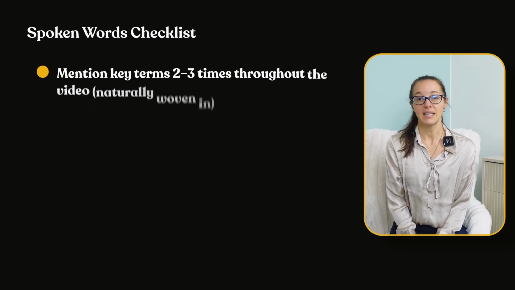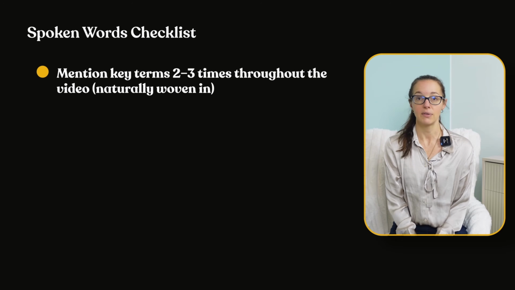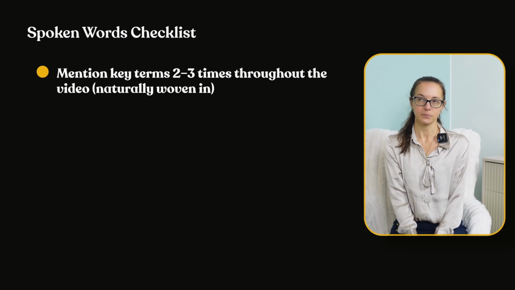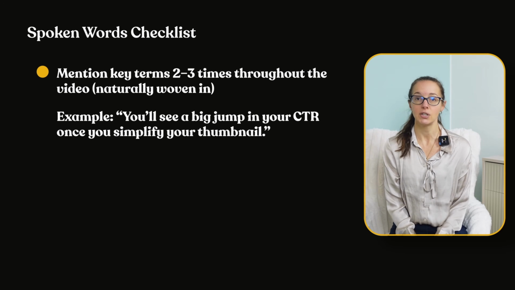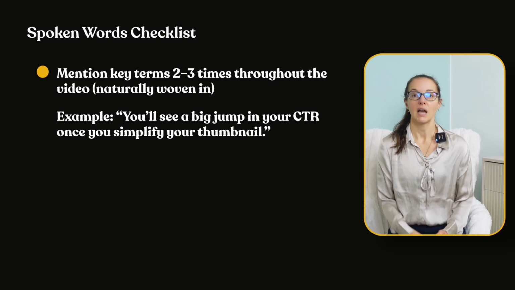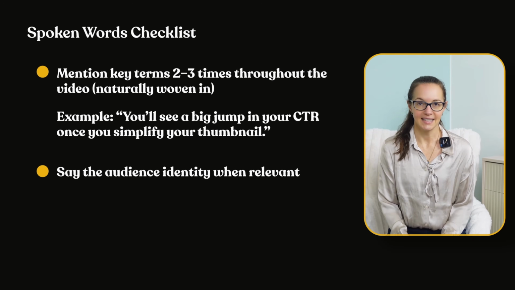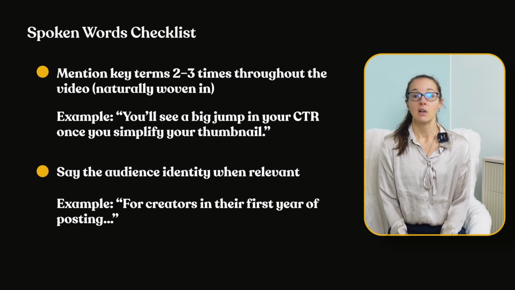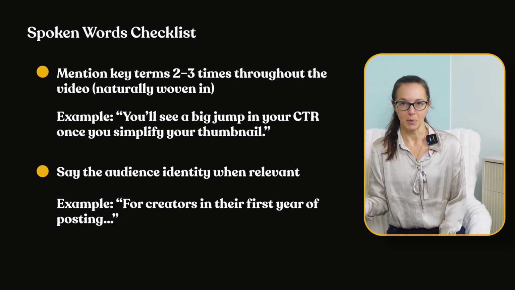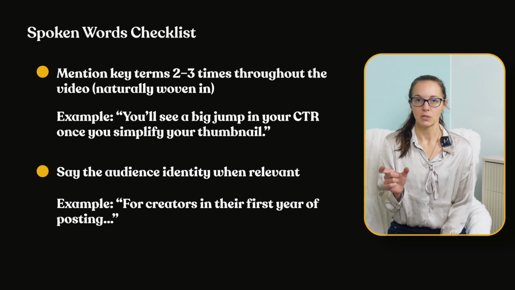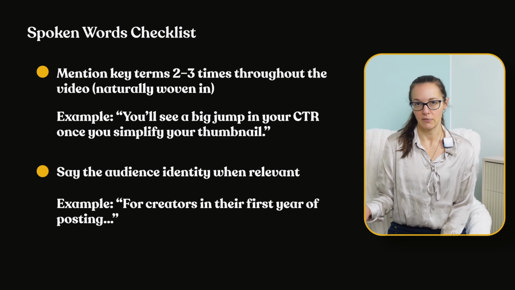Number 3, mention key terms 2 to 3 times throughout the video, naturally woven in. So for example, you'll see a big jump in your CTR once you simplify the thumbnail. Another thing is to say the audience's identity when relevant. For example, for creators in their first years of posting, right? I said for creators, or for new YouTubers in the first year of posting.